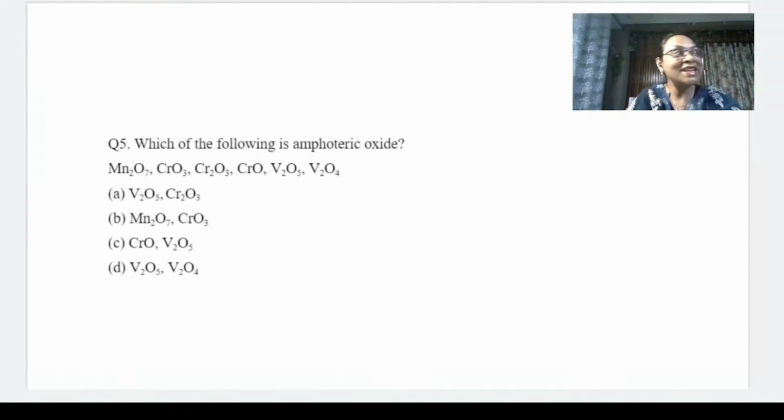Which of the following is an amphoteric oxide? You will tell me by heart, by heart, by heart. How much more should I say? You have to do it, right? You want marks, right? If you want, do it; if you don't want, don't. It's your choice. So the answer is vanadium pentoxide and Cr2O3. This is a pair of amphoteric oxides. What about Mn2O7? No. It is an acidic oxide.